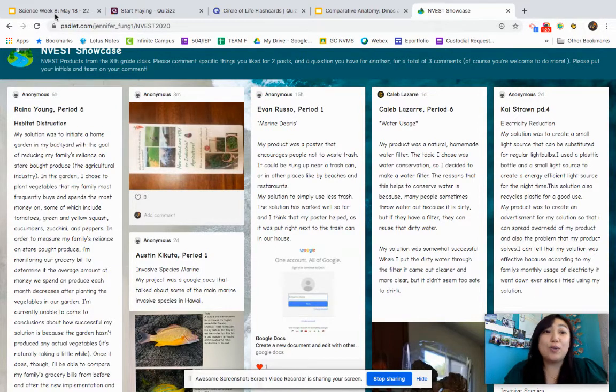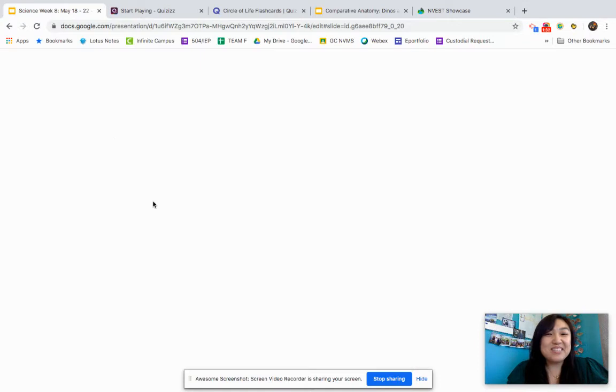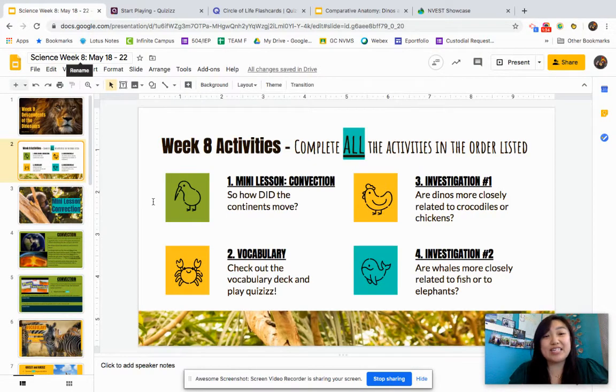So back to week 8. For week 8, there's 4 different activities that you're going to do. The first one is a mini lesson on convection. So you had to figure out last week how exactly do these plates move in the first place and kind of try to piece it together on your own. And so we gave you a description of how it actually works. And then you're going to be looking at some vocab because now that we're moving into life science, a whole new set of vocabulary that is good for you guys to know.